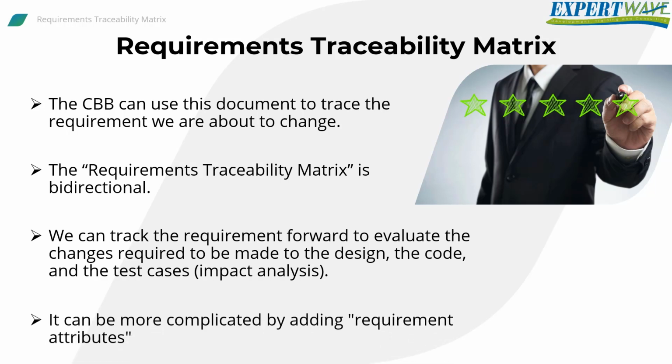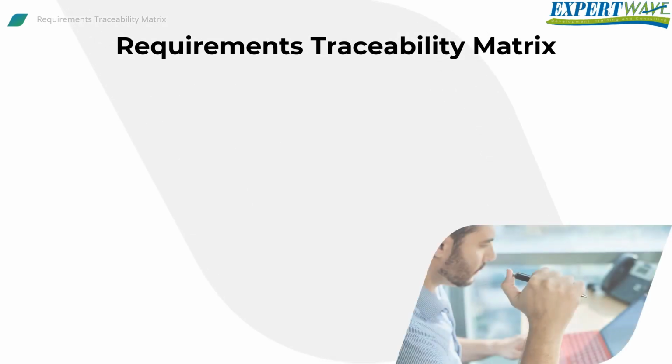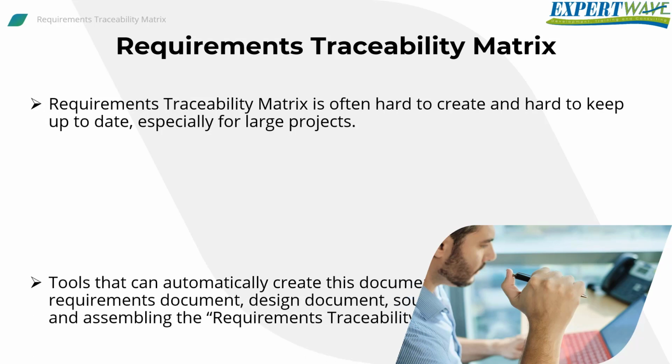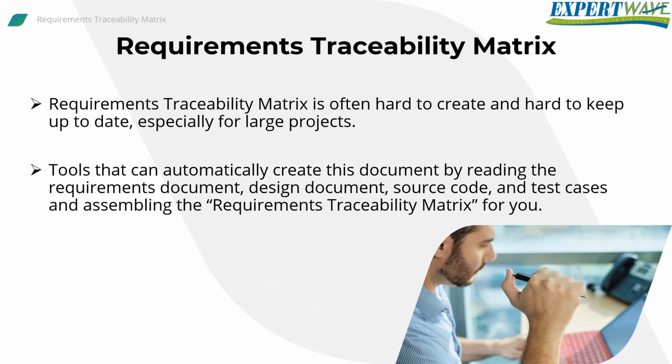Of course, the requirements traceability matrix can be more complicated by adding requirement attributes to every requirement, like a unique ID, priority, source of the requirements, status, and so on. Requirements traceability matrix is often hard to create and hard to keep up to date, especially for larger projects. Usually, there are tools that can automatically create this document by reading the requirements document, design document, source code, and test cases, and assemble the requirements traceability matrix for you.